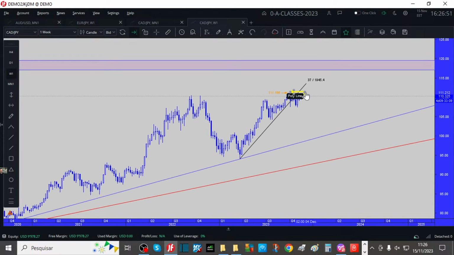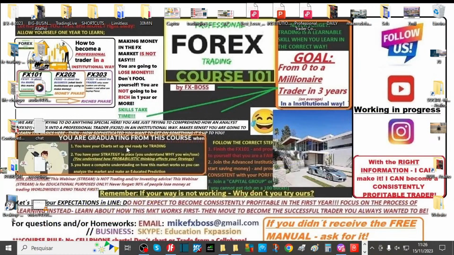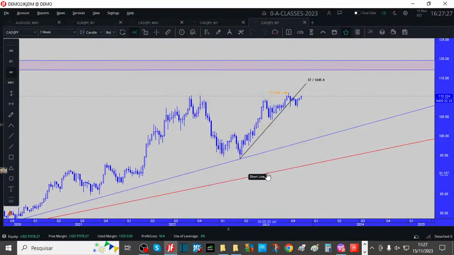Now this is the weekly chart. What we're going to do, we're going to clone the chart again. Remember what we are doing? We are building our charts and getting ready for trading, and we are trying to work on number 3. We're trying to get an understanding of how this market works, and having an understanding of what is long term, what is short term, and what is right now, it's part of the learnable skill. Alright?